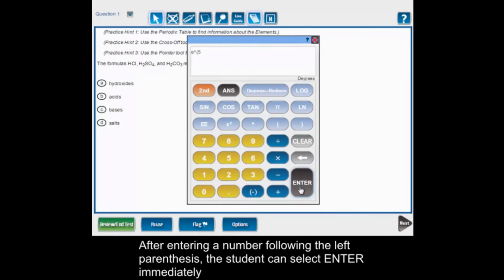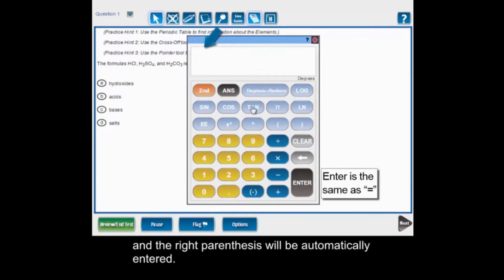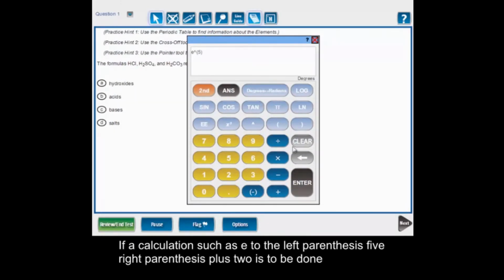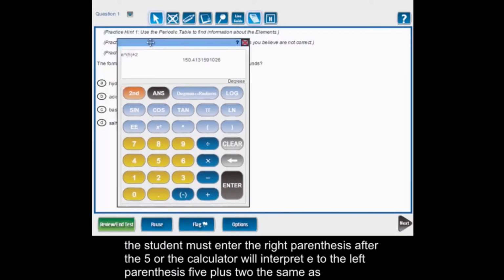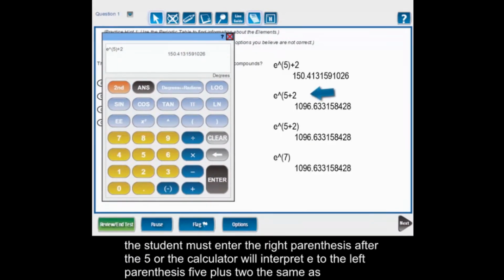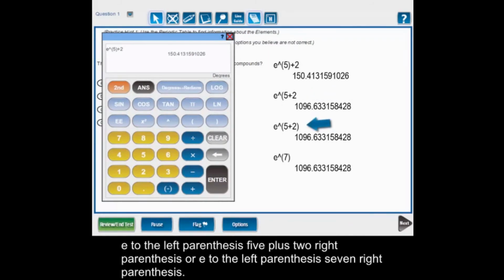After entering a number following the left parenthesis, the student can select enter immediately, and the right parenthesis will be automatically entered. If a calculation such as e to the left parenthesis 5, right parenthesis, plus 2 is to be done, the student must enter the right parenthesis after the 5, or the calculator will interpret it the same as e to the left parenthesis 5 plus 2, right parenthesis, or e to the left parenthesis 7, right parenthesis.